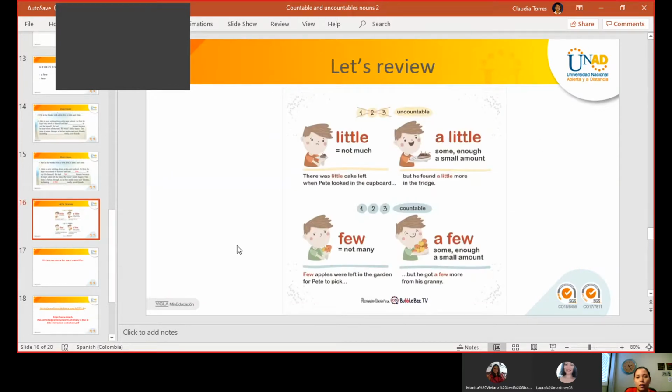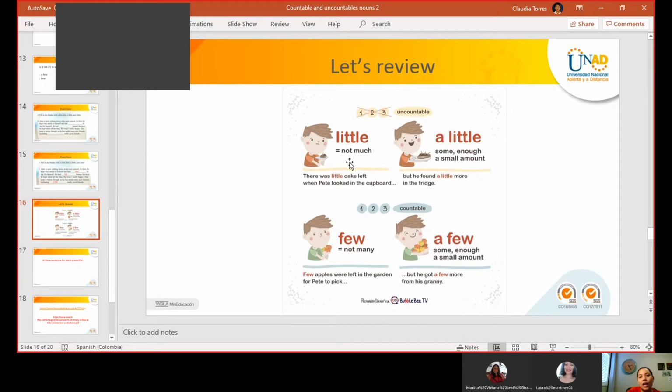This is a sample here. This was supposed to be at the end, but okay. So when you have little, you see the face of the boy? He's sad, right? So he has little cake. There was little cake left when Pete looked in the cupboard. So not much. He's sad. It's negative because he doesn't have a lot. It's not much. Little.